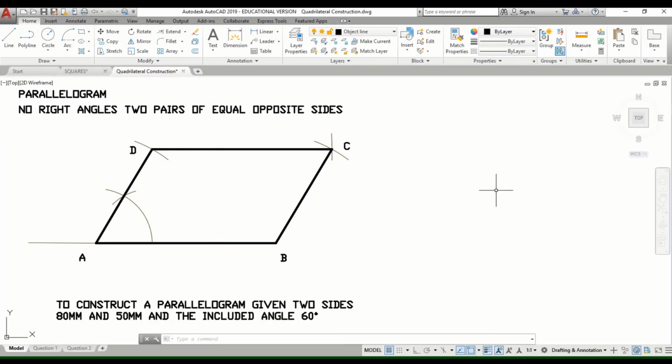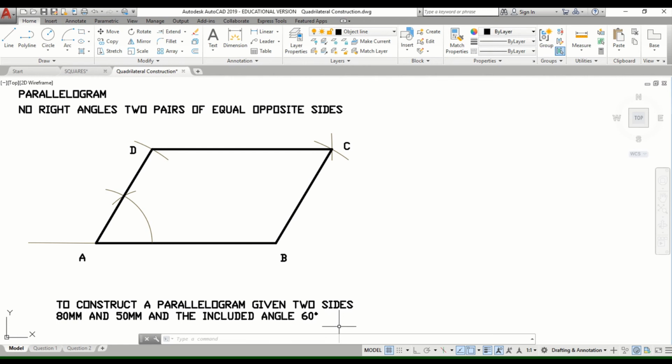So continuing with our series of quadrilateral constructions, now we arrive at the parallelogram, and a parallelogram has no right angles but two pairs of equal opposite sides. So in this construction, we will be constructing a parallelogram when given two sides, 50 millimeters and 80 millimeters, and the included angle of 60 degrees. Before, when we did the square and the rectangle, the angle that we were working with would have been 90 degrees, because all squares and rectangles have right angles.